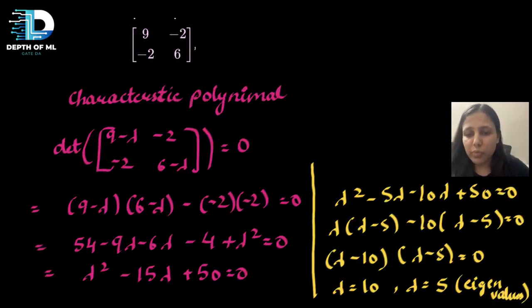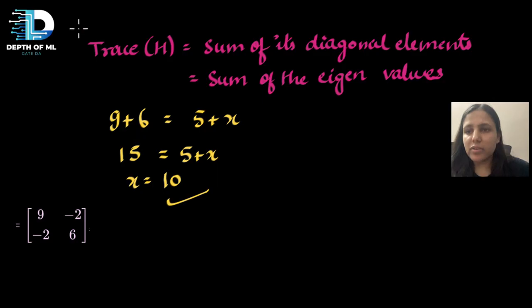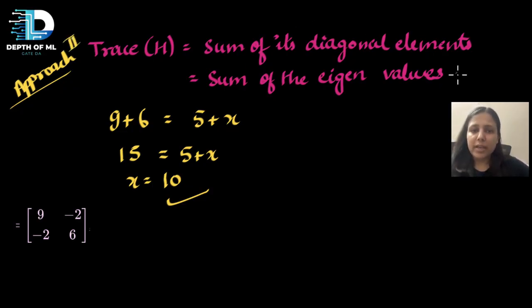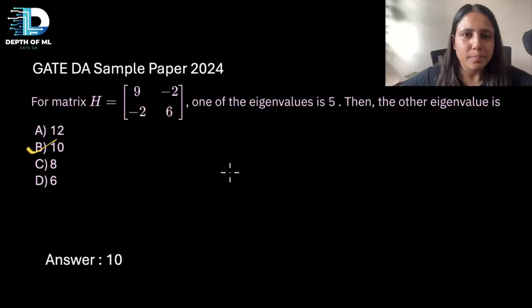And this is what we were getting as the answer from the first approach as well. So this is the easier and the faster approach to do it. For that you should know this particular property, that the trace of a matrix is equal to the sum of its diagonal elements and the sum of its eigenvalues.